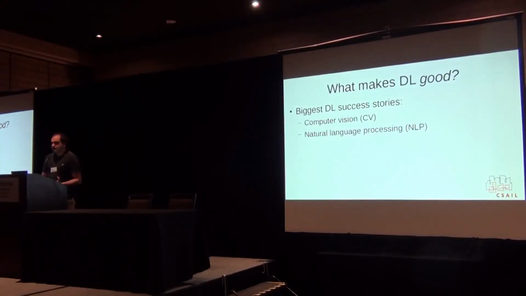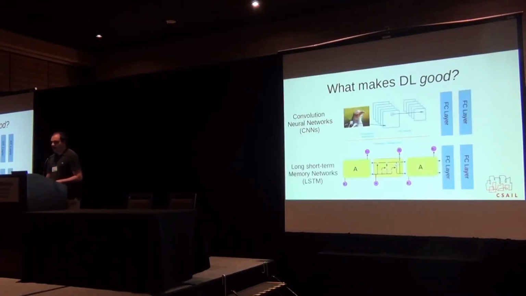So in order to set the stage for that argument, I want to talk about why deep learning has been so successful, right? If we look at the history of how the field developed, it's really seen massive success in 2 specific areas: computer vision and natural language processing, or CV and NLP.